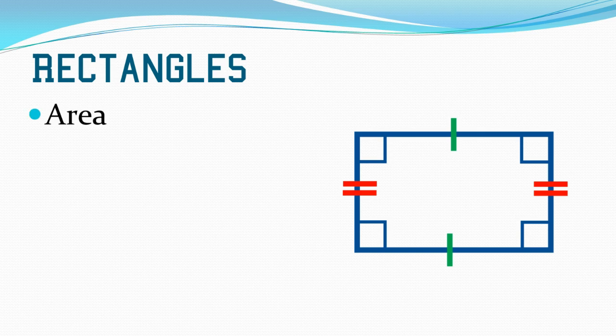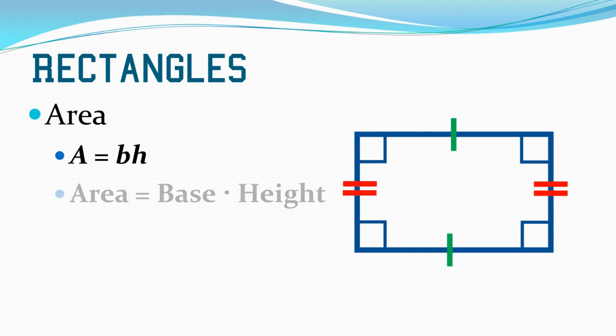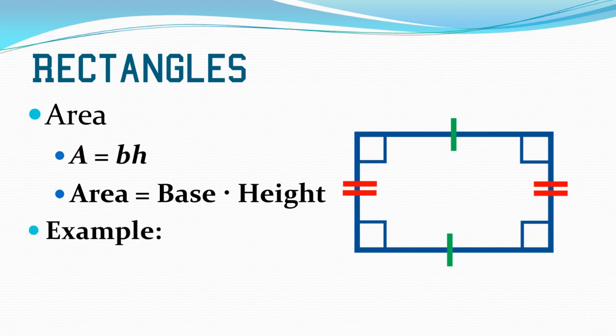Let's try to find the area of this rectangle. Since it's a parallelogram, we can use the parallelogram formula. Area is base times height, where the base is any given side and the height is a perpendicular distance between the base in question and the highest point on the shape. So base times height. So let's look at this example. We have a base of 6 and a height of 3.